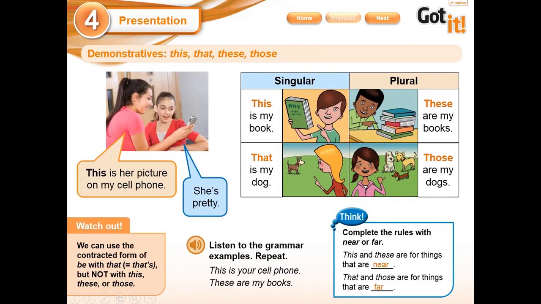This is your cell phone. These are my books.